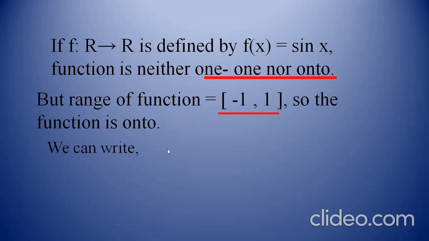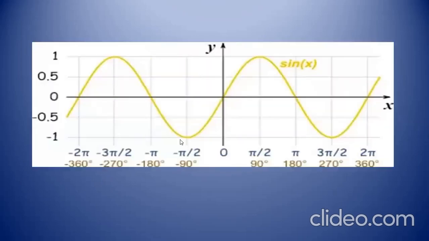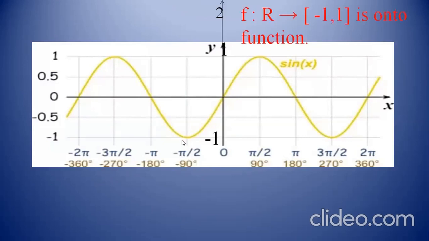We can write f is a function from R to the closed interval minus 1, 1, and it is an onto function. Now, we can easily locate in this graph that if we restrict its domain from minus 3 pi by 2 to minus pi by 2, it shows the 1-1 function. So if we restrict this, look, this star, minus 3 pi by 2 to minus pi by 2.